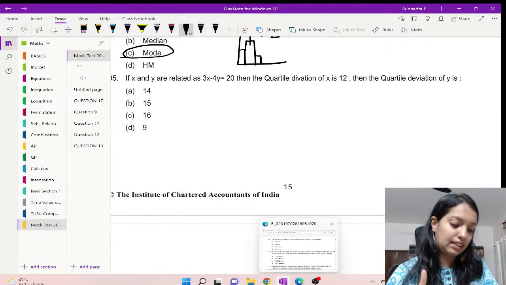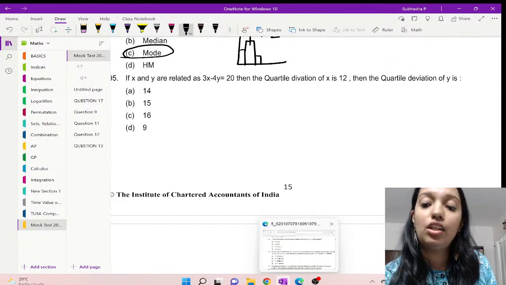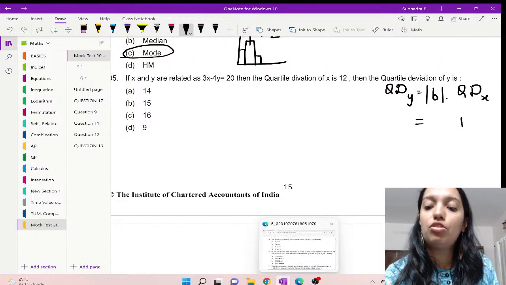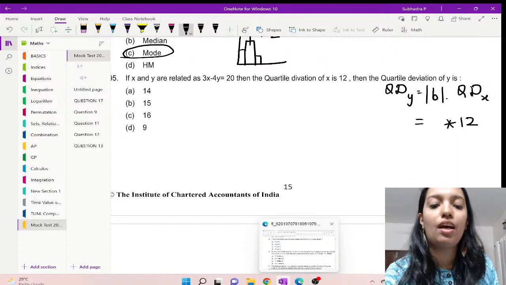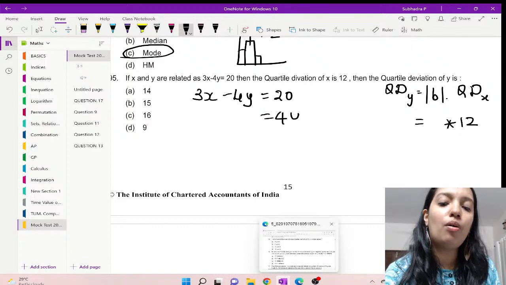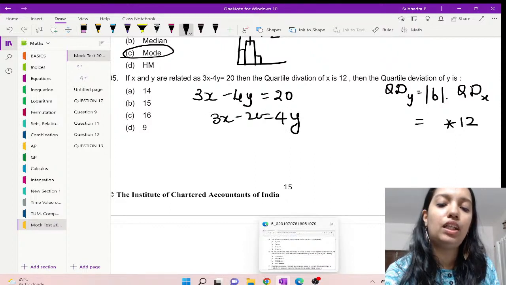Okay. So they are asking, they already gave us the value of quartile deviation of x. They are asking for quartile deviation of y, that is modulus b into quartile deviation of x. Quartile deviation of x is 12, modulus b we have to find out. Equation 3x minus 4y is equal to 20 is given. 4y is equal to 3x minus 20. You just have to take y value, 3 divided by 4x minus 20 divided by 4.